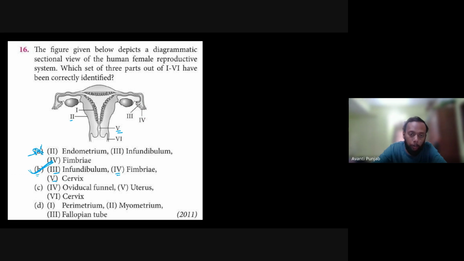So that is one thing you have to know, right. आप ऑप्शन सी यहाँ पे देख लो, ये आपको गलत है. You can see the 4th one is my oviduct funnel, right. 5th is going to be uterus, ये सब आपके यहाँ पे गलत आ रहा है. So that's not a correct match over here, right. 1 is perimetrium, 2 is going to be endometrium, ये भी आपका गलत हो जाएगा. So option B over here becomes my correct answer.